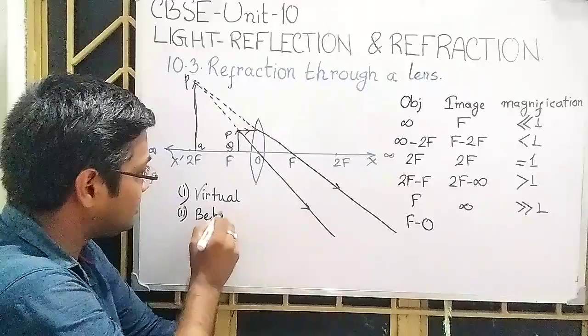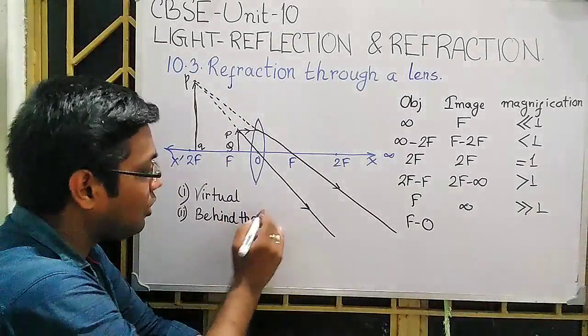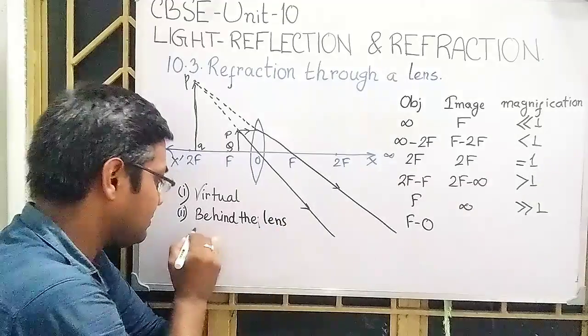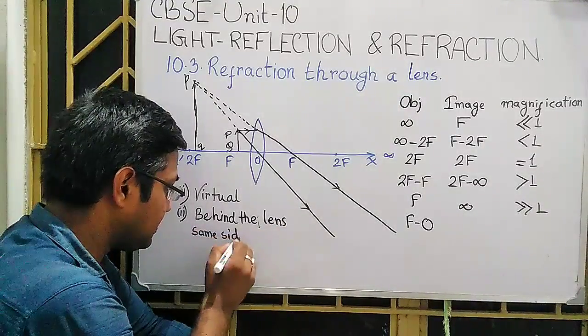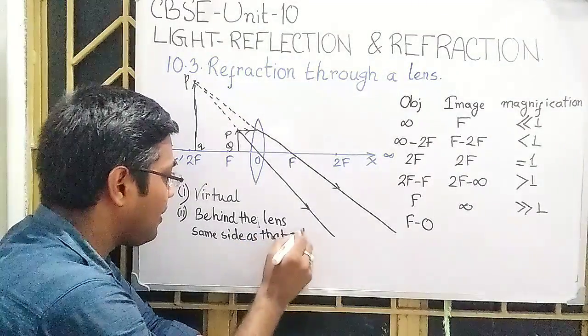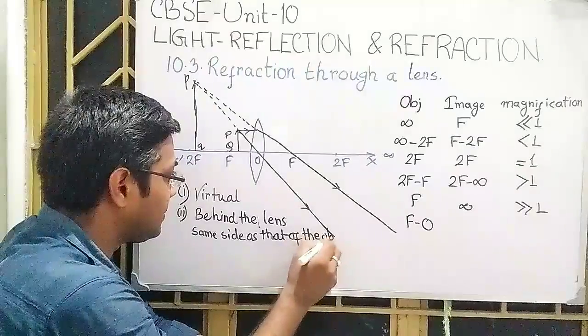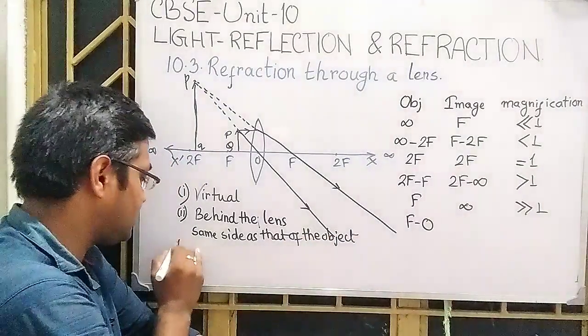So you can say that the image is obtained here behind the lens, or in better words, on the same side as that of the object.